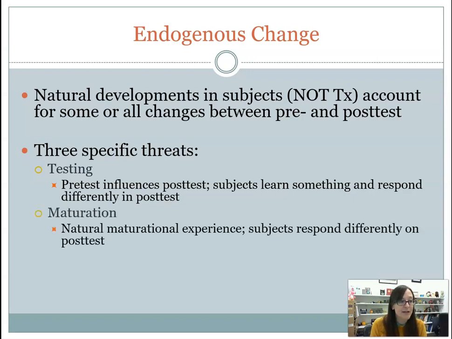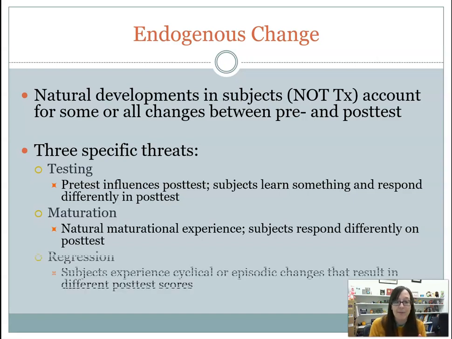And then there's just natural maturation that happens. People are going to respond differently because they're aging. So if it's a longitudinal study, they're older and wiser, they've learned more, they might just answer differently because of that. Maybe they've completed school, so they're more educated about something. There might be some other significant life events like getting married, having kids. Usually, though, those are only a threat in a longitudinal study, but still it can be a threat.